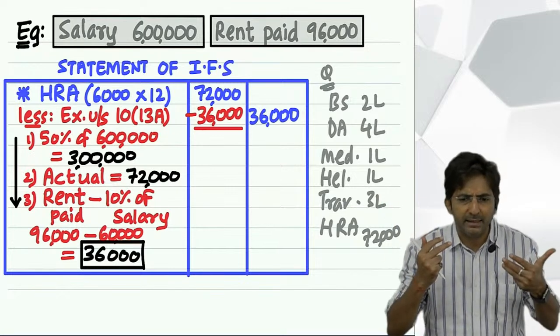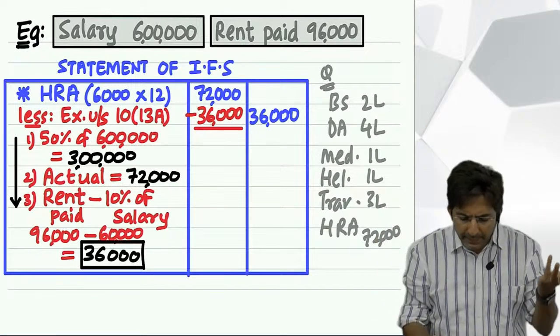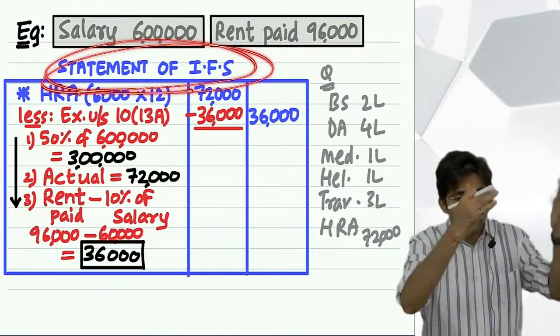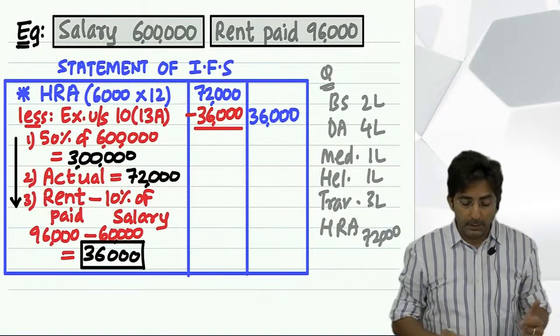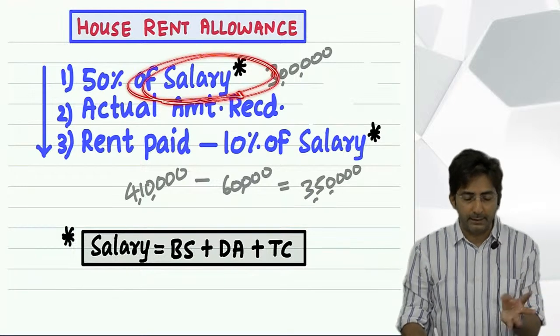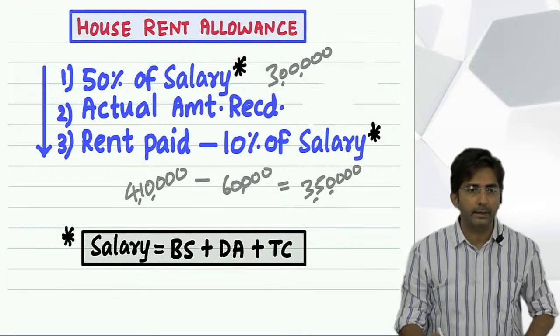obviously in the main statement you will write everything which you have received from your boss. Did you listen what I said? In the main statement, main means this one. In this statement you will write everything which you are receiving from the boss. But in the formula you will write only three things. Basic, DA, turnover commission. Okay.